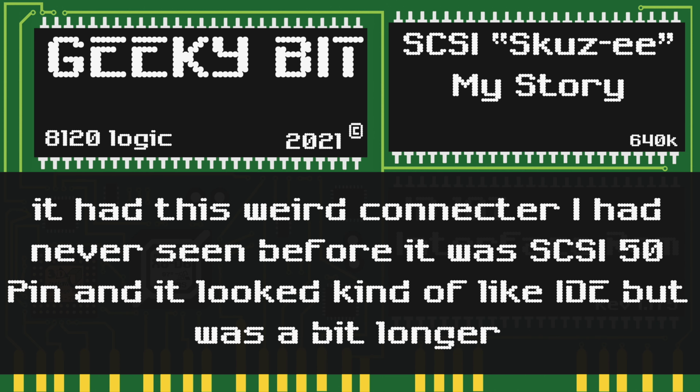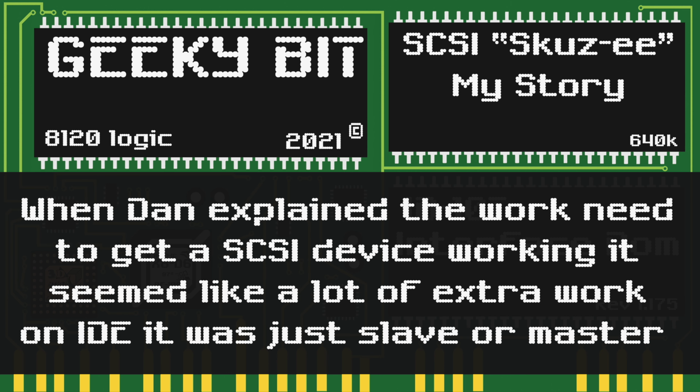It was this weird connector I'd never seen before. It was a SCSI 50-pin, and it looked kind of like an IDE, but was a bit longer. When Dan explained the work needed to get SCSI devices working, it seemed like a lot of extra steps. On the IDE side, it was just set the jumpers to select cable, slave, or master.